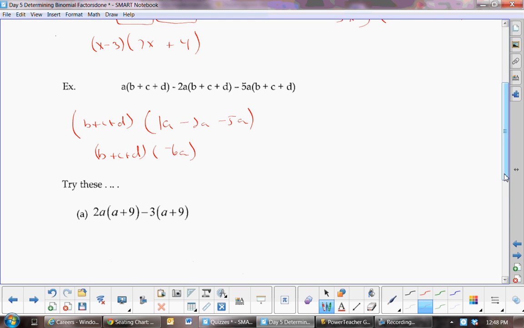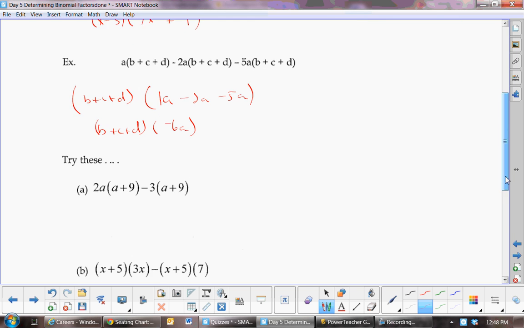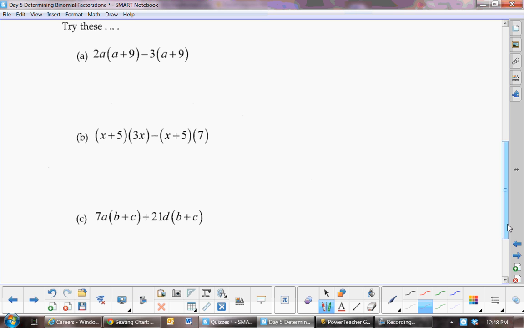Okay, so let's look at these. So we got like two terms. Yeah, I know what you're thinking. You're like, but this is two terms inside of two terms, okay? Well, this is considered like one unit. So I can take that one unit and put it out front. I'm going to take out an a plus 9 on both of them, which would leave me with 2a minus 3.